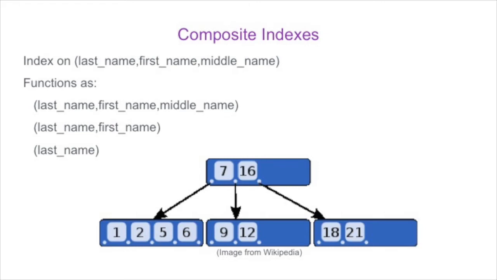So more on composite indexes. Let's say you have an index on last name, first name, and middle name. This functions as last name; last name, first name; and last name, first name, middle name. So you get all those prefixes for free.